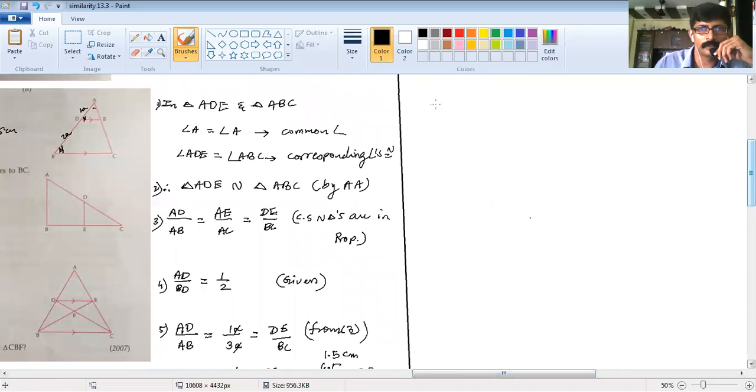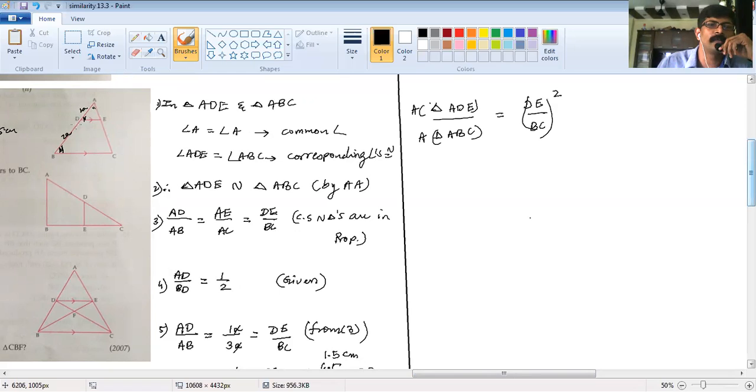So we know that triangle ADE upon triangle ABC. If we were to calculate areas, what will we say? Area of this triangle upon area of this triangle would be the ratio of the corresponding sides square. So it will be DE upon BC the whole square, you can say. Or you can say any sides in that respect, like AD upon AB square, AE upon AC square. All would be the same because the ratio of the corresponding sides of the similar triangles is going to remain the same, isn't it?